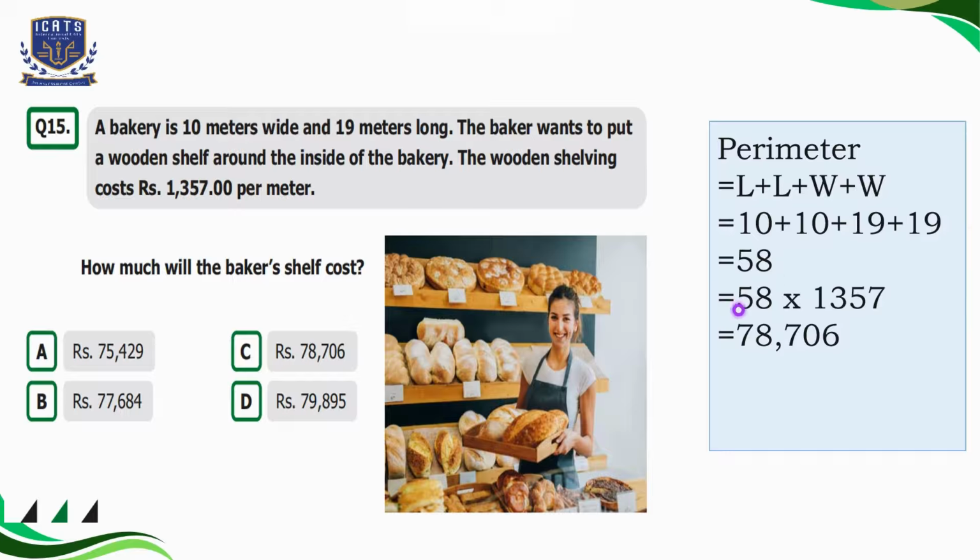Now let's multiply the perimeter with the cost, that is 1,357 rupees. So the total amount she will have to pay is 78,706 rupees. So we will select option C here.